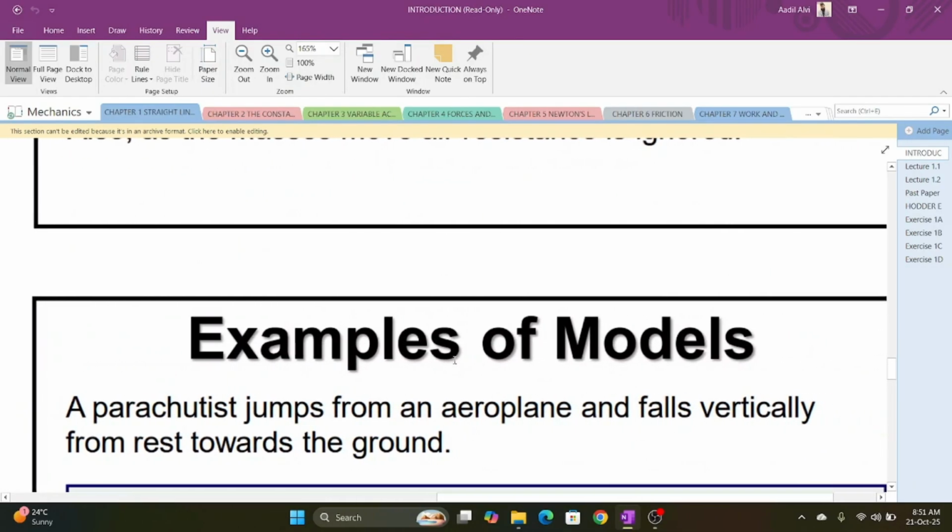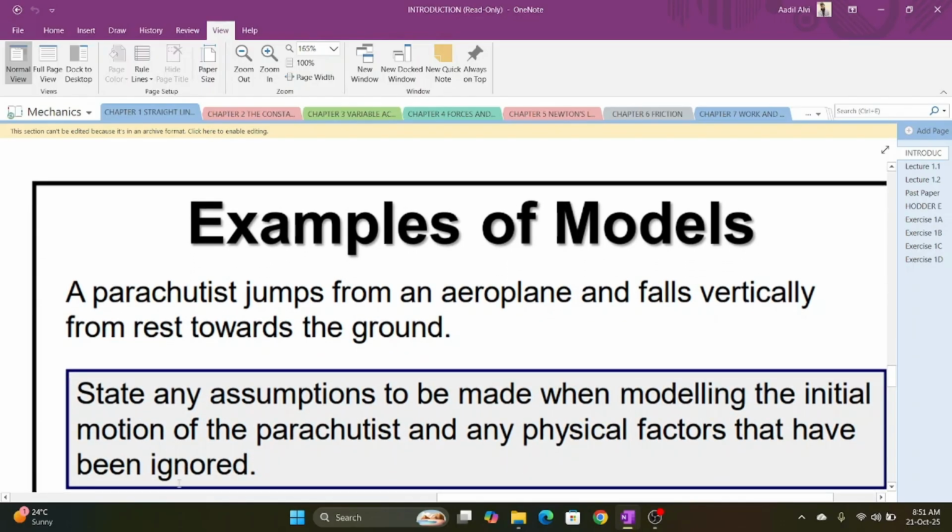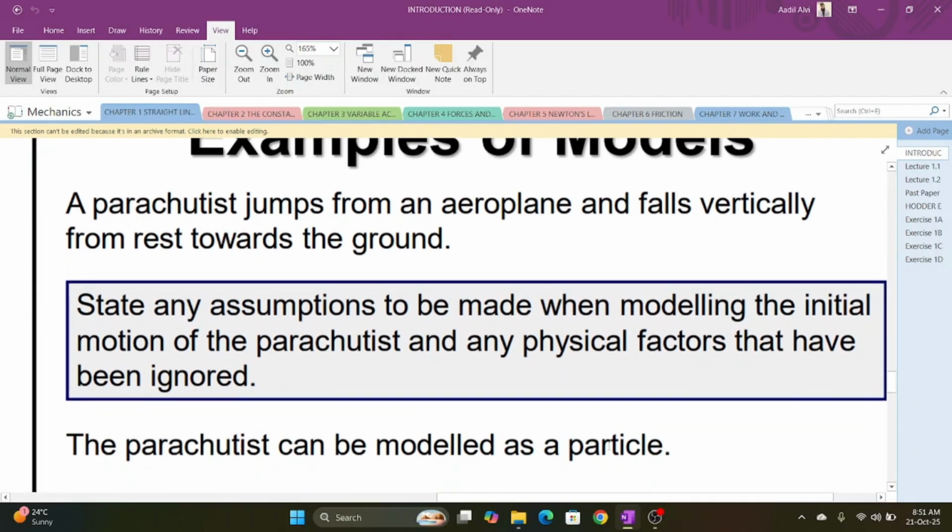All right, the next one is: a parachutist jumps from an aeroplane and falls vertically from rest towards the ground. State any assumptions to be made when modeling the initial motion of the parachutist and any physical factors that have been ignored. The moment the parachutist jumps from an aeroplane, what assumptions can we make? So the first thing is we can model the parachutist as a particle, so that we do not take into account what his length is, what is his height, and so on.